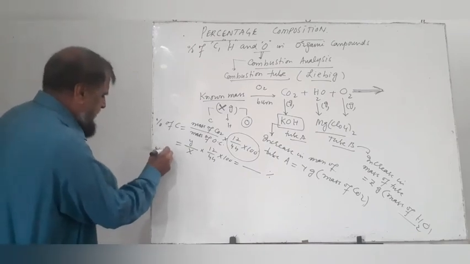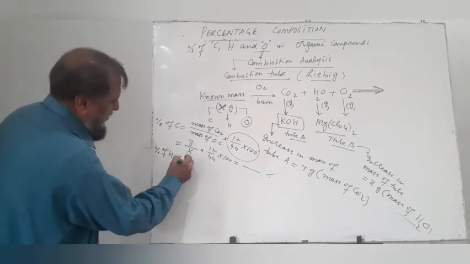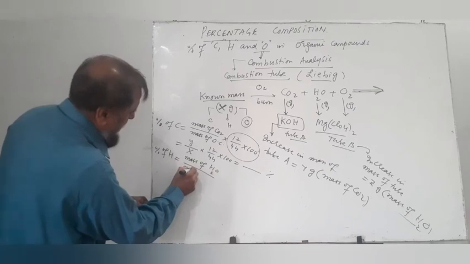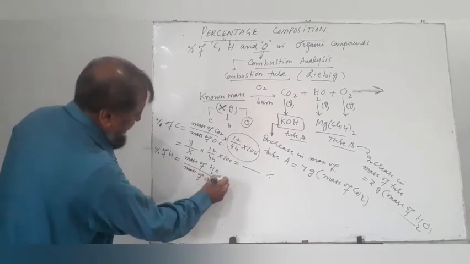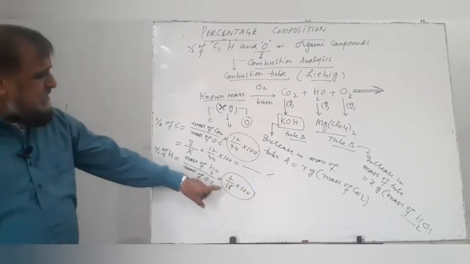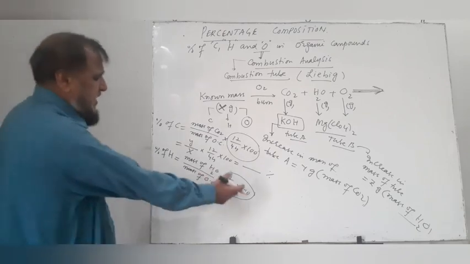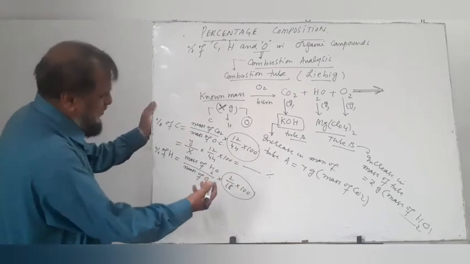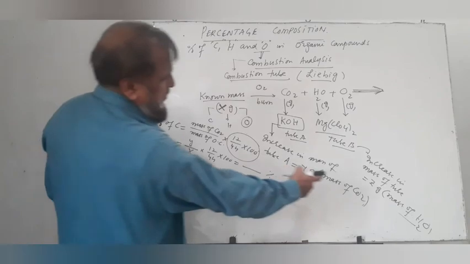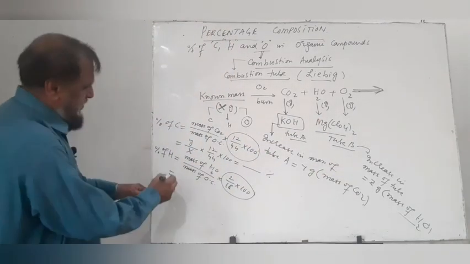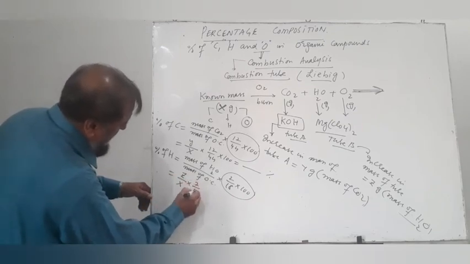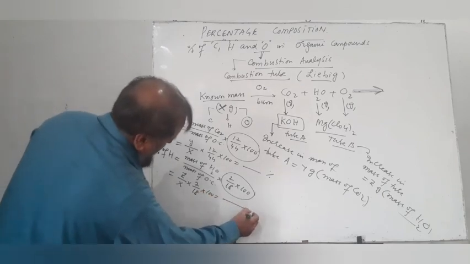Similarly, the percentage of hydrogen can be calculated by the formula mass of water produced divided by mass of organic compound that was burnt, into 2 by 18 into 100. It is the percentage factor. We know that 18 grams of water contain 2 grams of hydrogen, then 100 grams will contain how much hydrogen, and it will be considered the percentage of hydrogen. In this case, we have supposed that the mass of water produced is Z grams. Therefore we can write Z by X into 2 by 18 into 100. It will give the percentage of hydrogen.